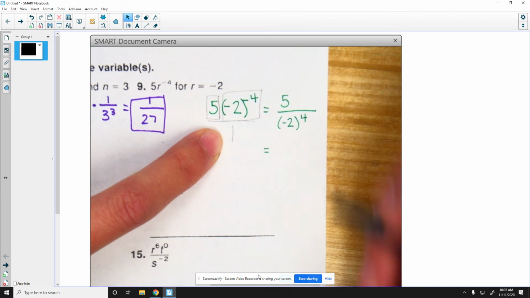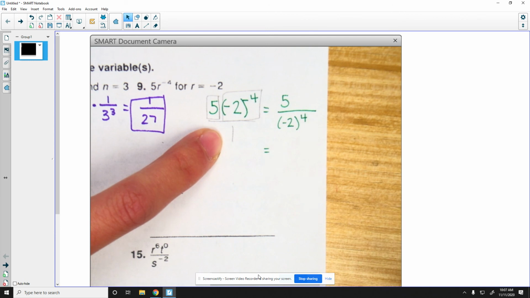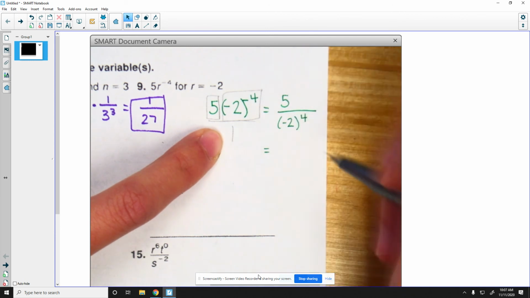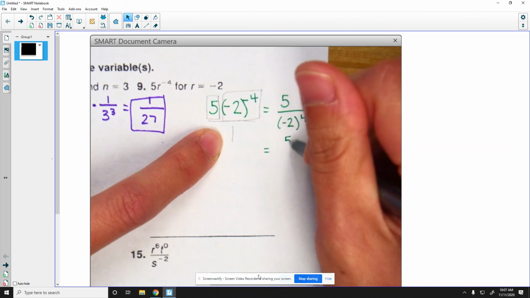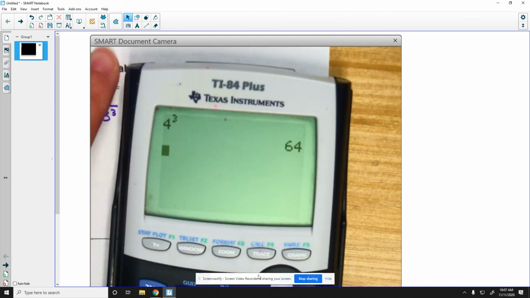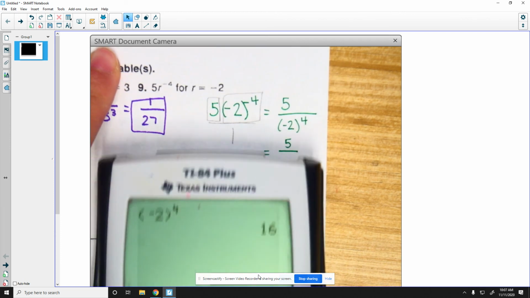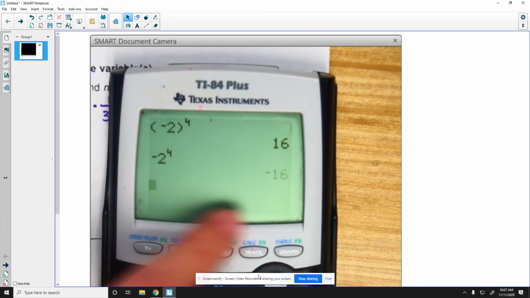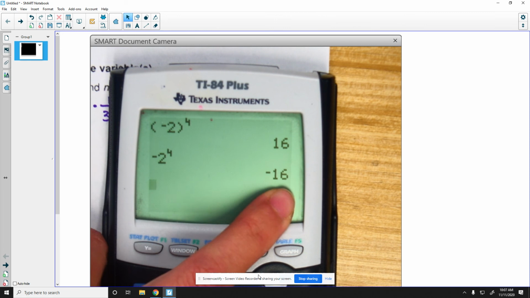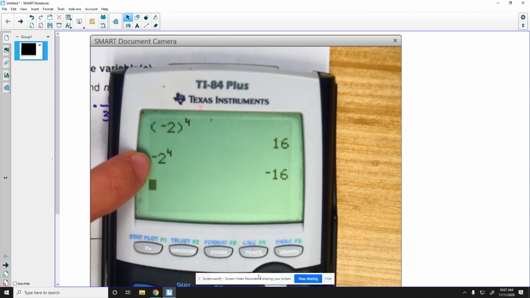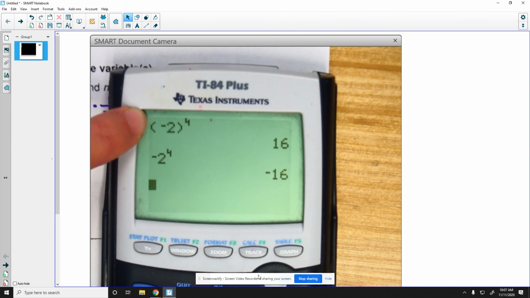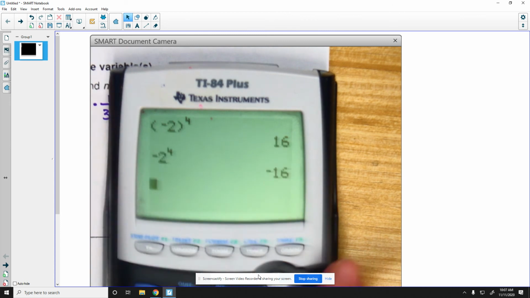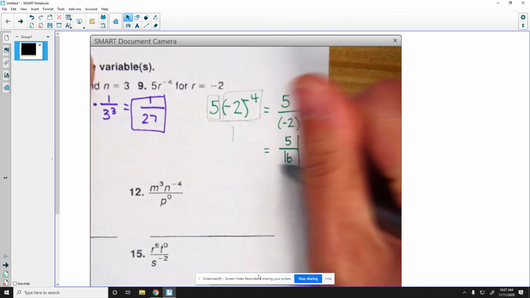So does anyone think they have the final answer, Luis? 5/16, right? Because the 5 is still there. -2 to the 4 is +16. Notice how if I did not put it in parentheses and I just wrote -2 to the 4th, that would have given me -16, which is wrong, right? Because without the parentheses it would say, what's 2 to the 4? 16, and then stick a negative in front. Whereas this one says -2 times -2 times -2 times -2, which is +16. So this is my answer, 5/16.